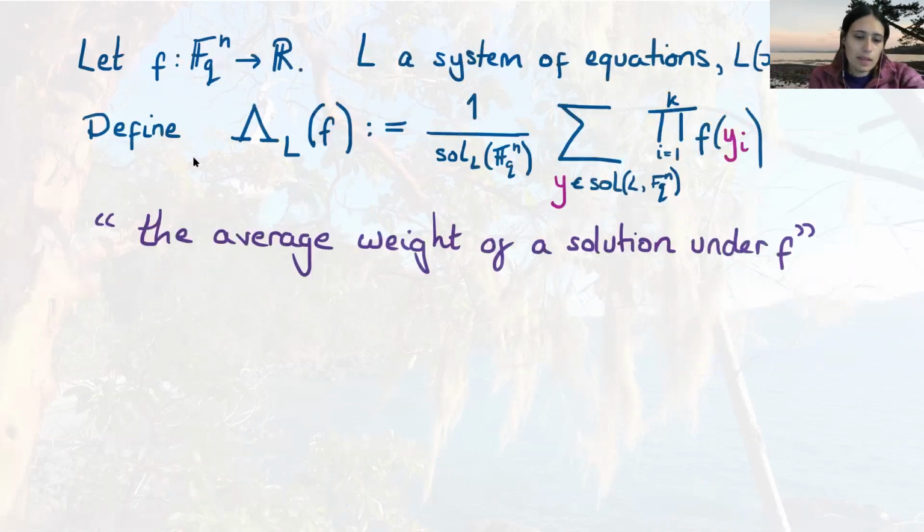Okay, so maybe I'll briefly give you some details about how the proof goes. So now it's going to be slightly more technical. Suppose you've got a function f from F_q^n to R, and we've got a system of equations. Well, right, there's a natural correspondence between sets and characteristic functions.